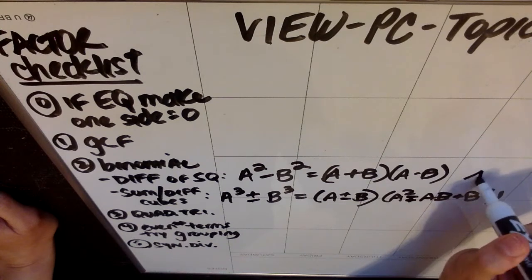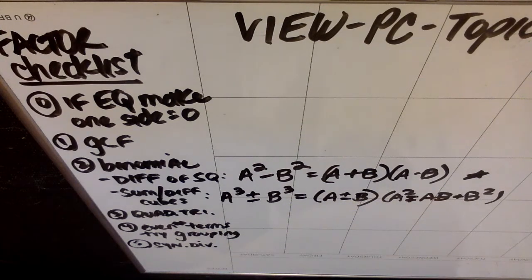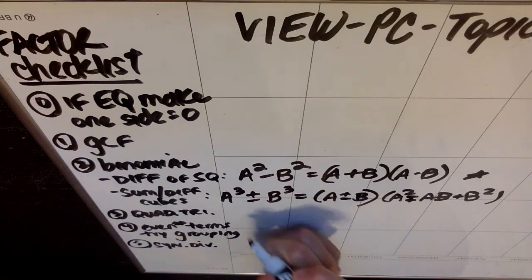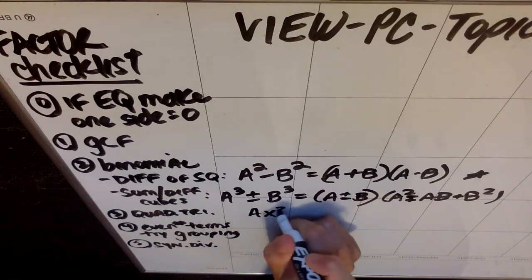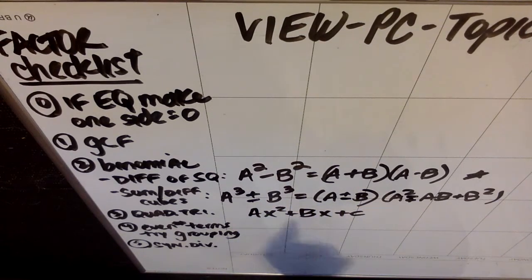You absolutely need to have the difference of squares memorized. Sum or difference of cubes probably depends on your situation, but I would say that the difference of squares is super duper key. The third thing to look out for is if something is a quadratic trinomial. What we mean by a quadratic trinomial is ax squared plus bx plus c. Quadratic, meaning the highest degree is 2, and trinomial, meaning it has 3 terms.